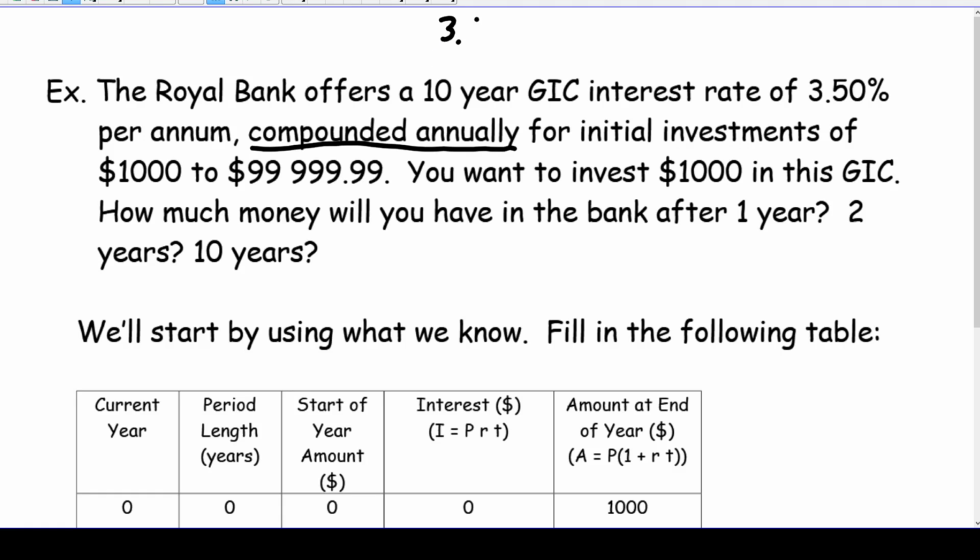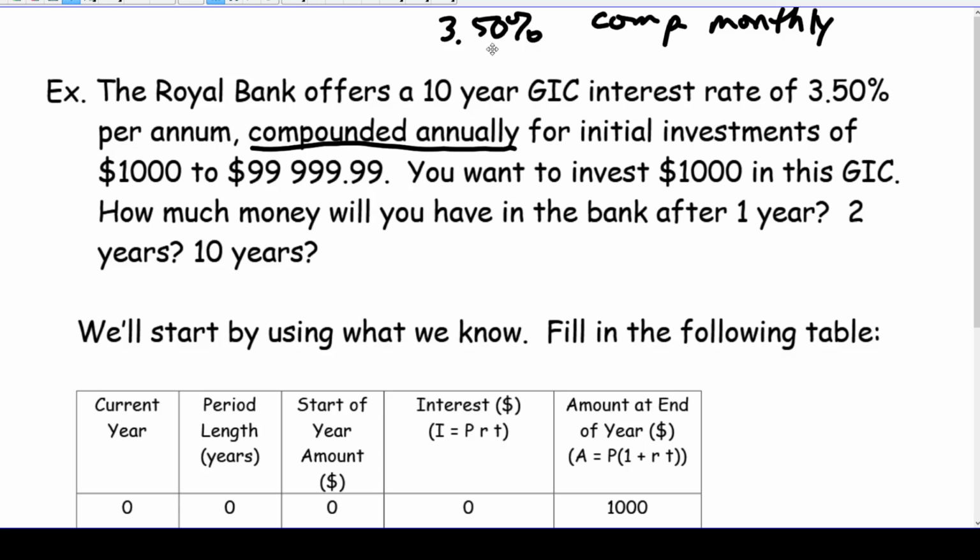If you're getting 3.5% per year and you're compounding that monthly, that doesn't mean you're getting 3.5% every month. If you're getting 3.5% interest every month, you need to tell me what bank you're banking at.